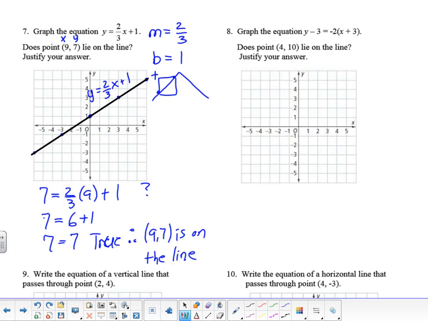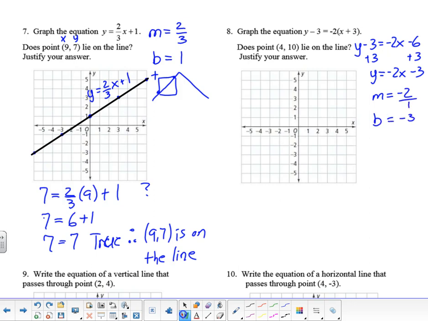Now graph the equation. There's a couple ways you could do this, but what I'm going to do in number 8 here is convert it to slope-intercept form. So I'm going to distribute the negative 2x minus 6, then I'm going to add 3, and I would get y equals negative 2x minus 3. So I'm going to have a slope of negative 2 and a b value of negative 3.